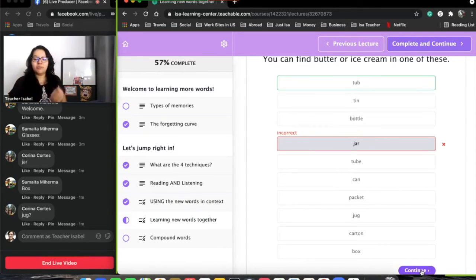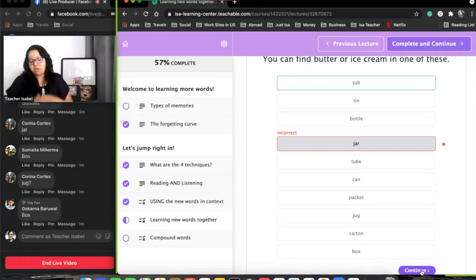It's a tub. Have you ever heard the expression tub of ice cream? Yeah, it's a tub of ice cream. I can't really tell you why. That's just what it is. Man, that's just what it's called.